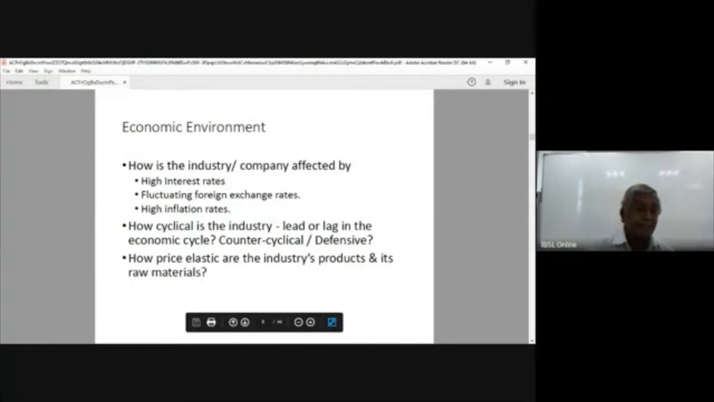Then the high inflation rate. Inflation is the rise in commodity prices. When there is inflation, it affects everybody. Labor charges will go up, raw material will go up, utility charges will go up. So your cost of production will be higher, and as I told you earlier, you won't be able to compete in the global market. This also you have to appraise: how the industry or company is affected by higher interest rates, fluctuating foreign exchange rates, and high inflation rates. Then another thing: how cyclical is the industry? Does it lead or lag in the economic cycle?